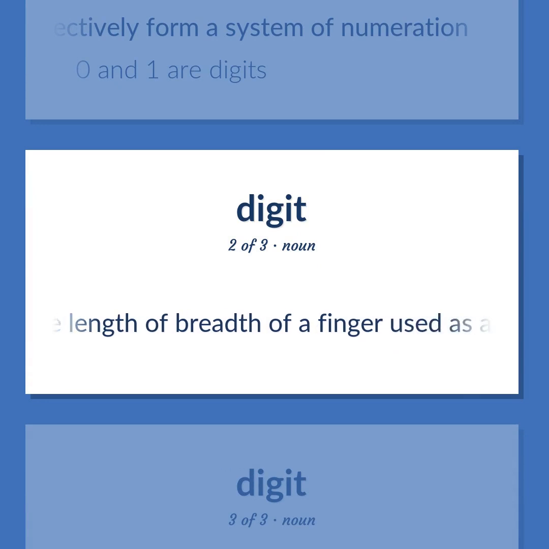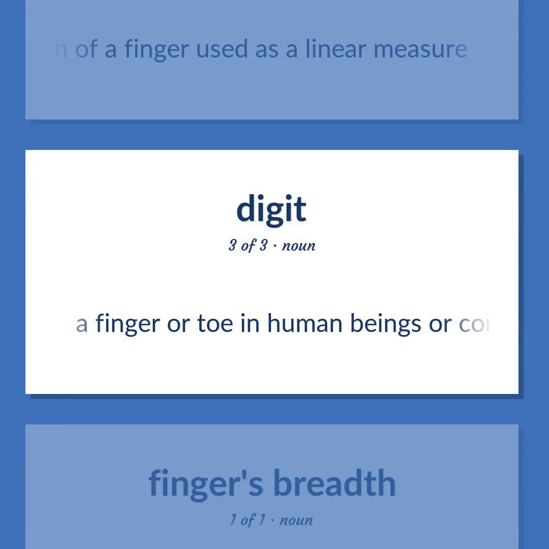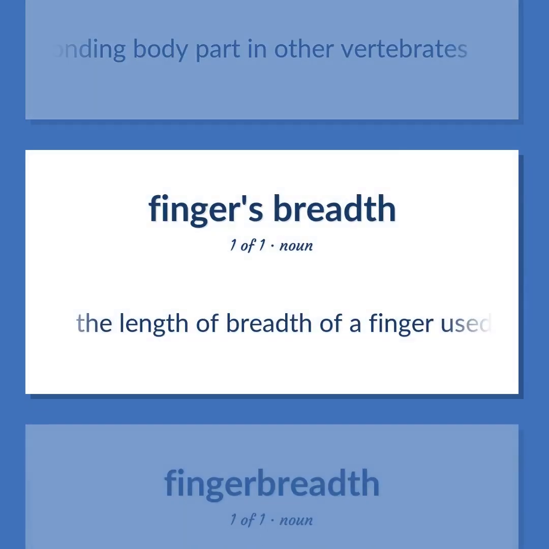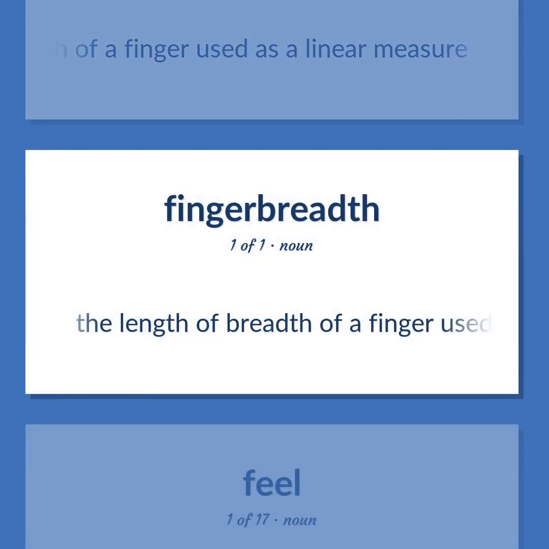The length or breadth of a finger used as a linear measure. A finger or toe in human beings or corresponding body part in other vertebrates. The length or breadth of a finger used as a linear measure.